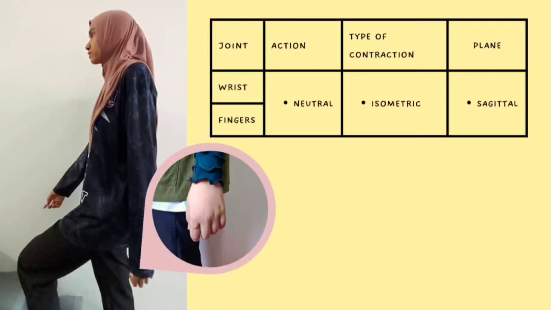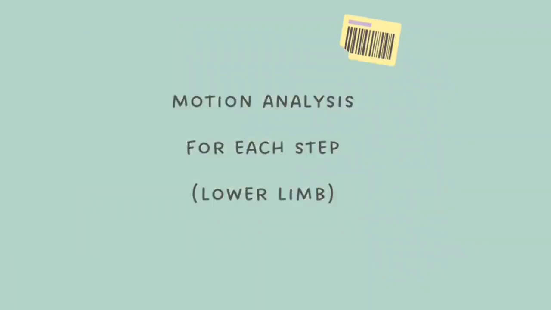In upper limb, arm swing is a major part of balance and control while climbing the stairs. That reciprocal swing is important to maintain the balance. Motion analysis on each step, lower limb.